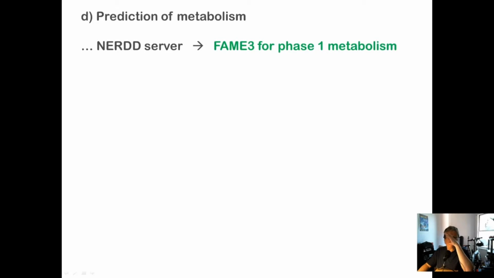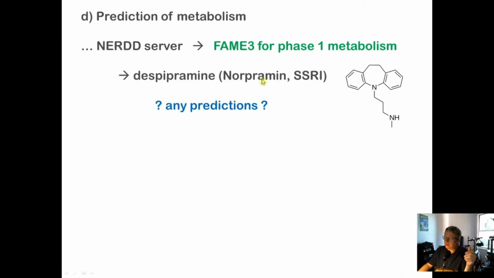All right, so let's jump onto the NERD server. We're going to first do the FAME3 utility, which predicts the sites of phase 1 metabolism on the molecule. Okay, and before we do that, let's think about what sort of phase 1 metabolism might occur for this molecule. This is a tricyclic antidepressant, desipramine. Thinking about phase 1 metabolism, what would you predict might happen, and what the sites might be? Like where are the likely conjugation, not conjugations, because phase 1 isn't conjugation.